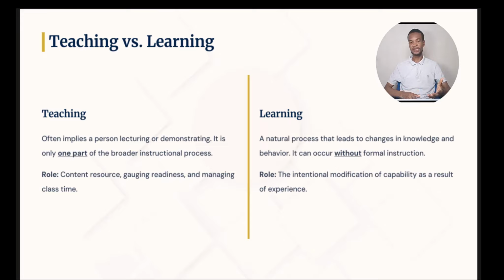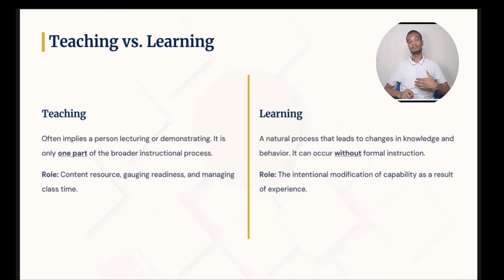Then the second part of the instructional process is learning, a natural process that leads to changes in knowledge and behavior. It can occur without formal instruction. Then what happens in this part? Intentional modification of capability as a result of experience. So learning is an intentional modification of capabilities as a result of experience.